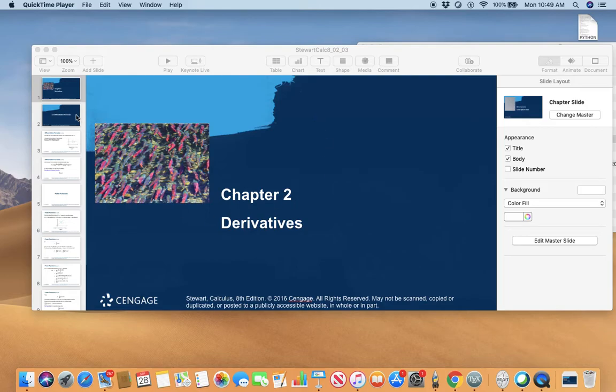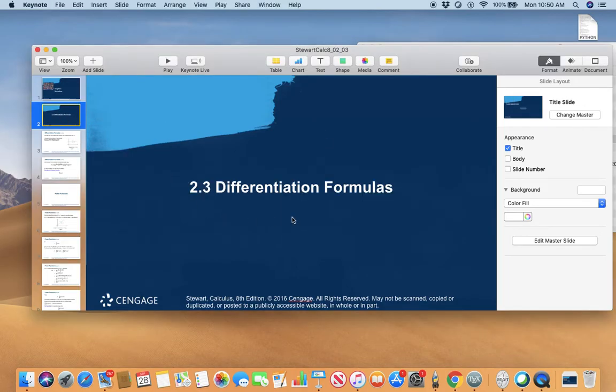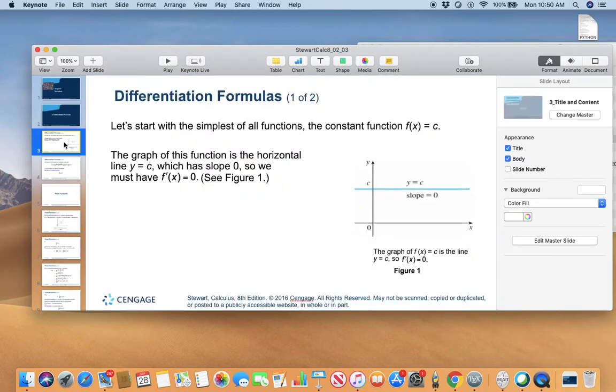Chapter 2, Section 2.3, Differentiation Formulas. So far we have been finding derivatives using the limit definition. Now, we want to come up with formulas.